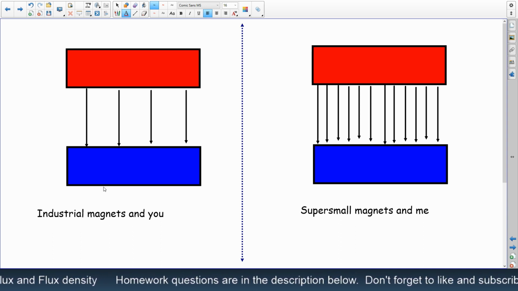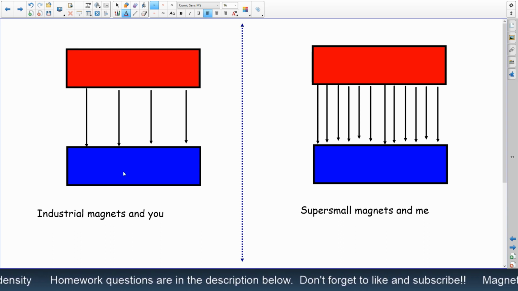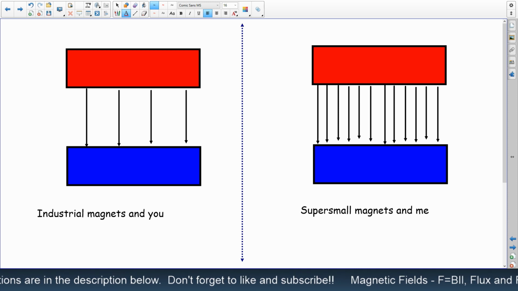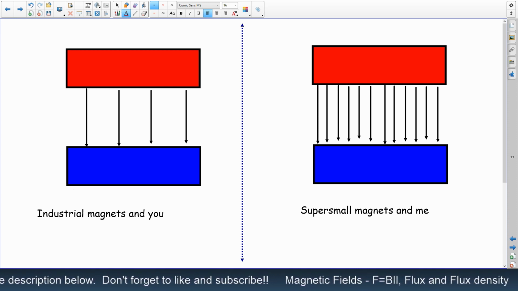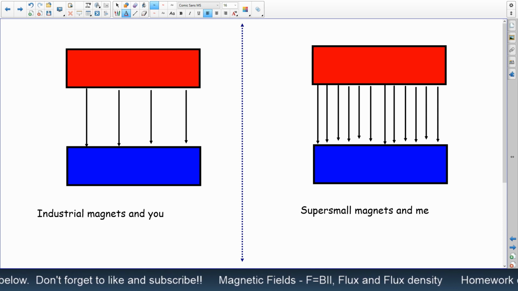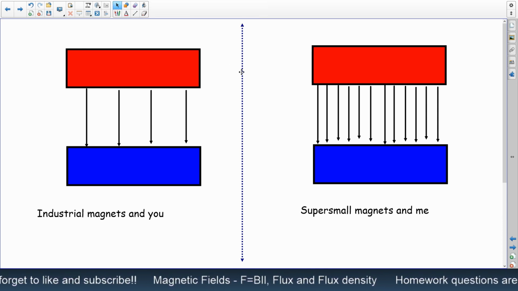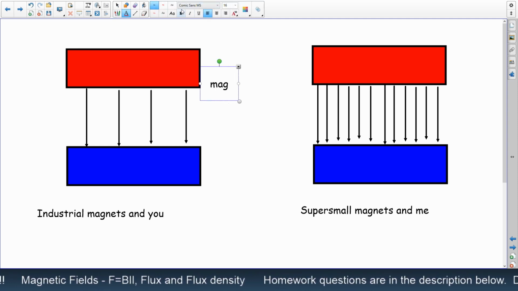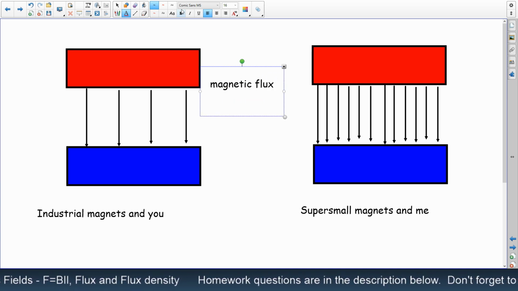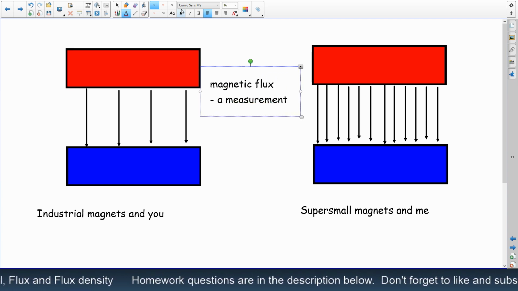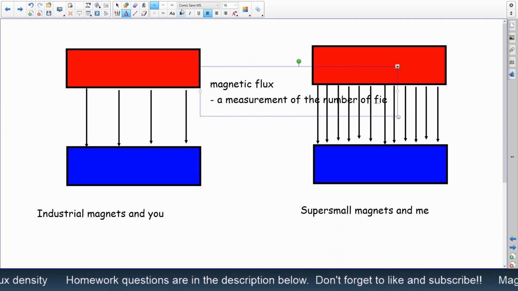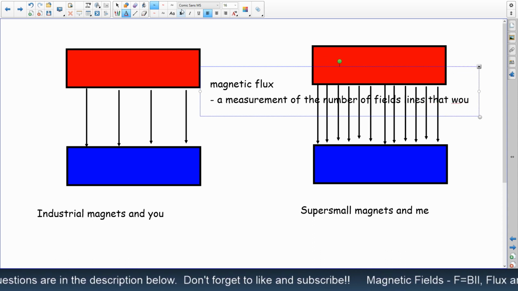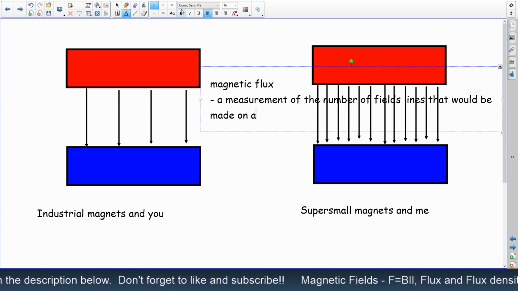But because these two people are writing different textbooks, these diagrams make sense in their own context, but when they bring them together, they don't make sense at all. So we have to do something about that. We're definitely going to have some form of convention for how this operates. And how we do that is we define something called magnetic flux. And magnetic flux, let's just write that down as a new keyword. Magnetic flux is simply a measurement of the number of field lines that would be made on a standardized diagram.